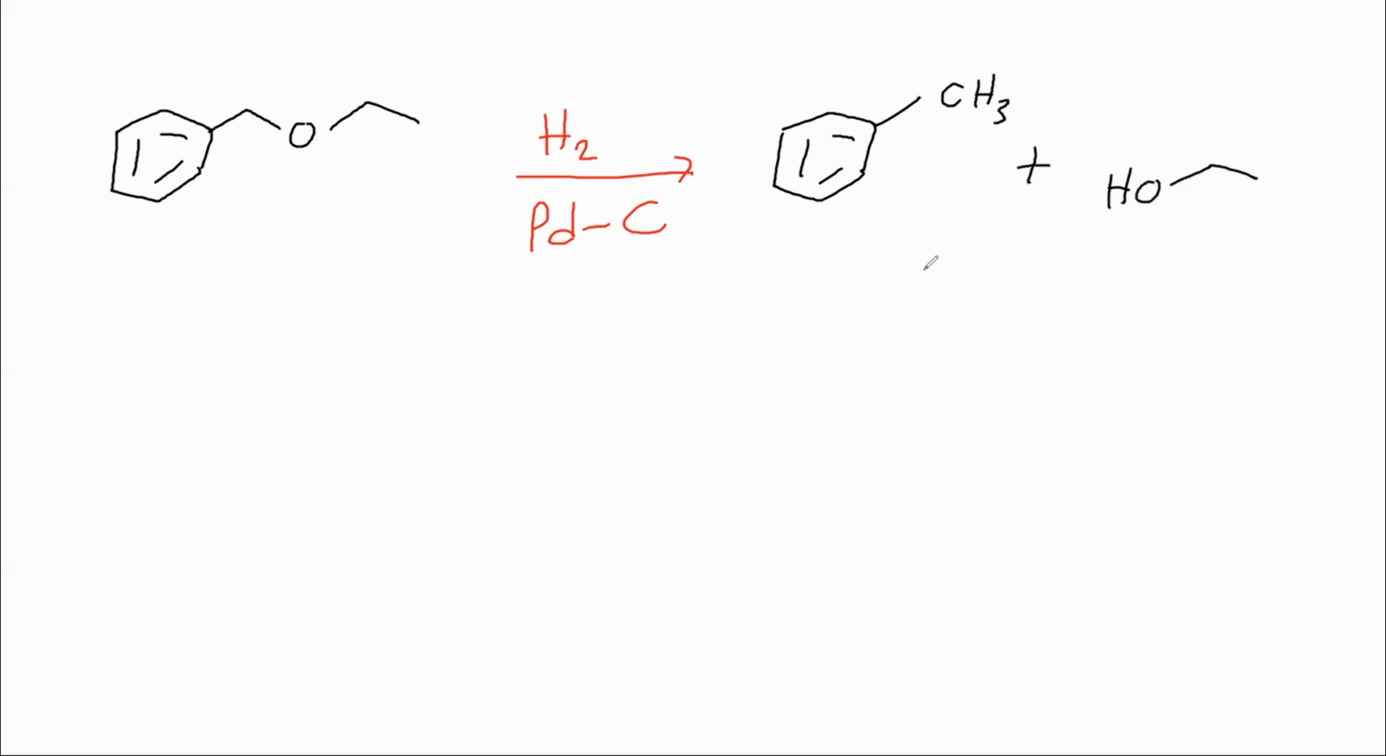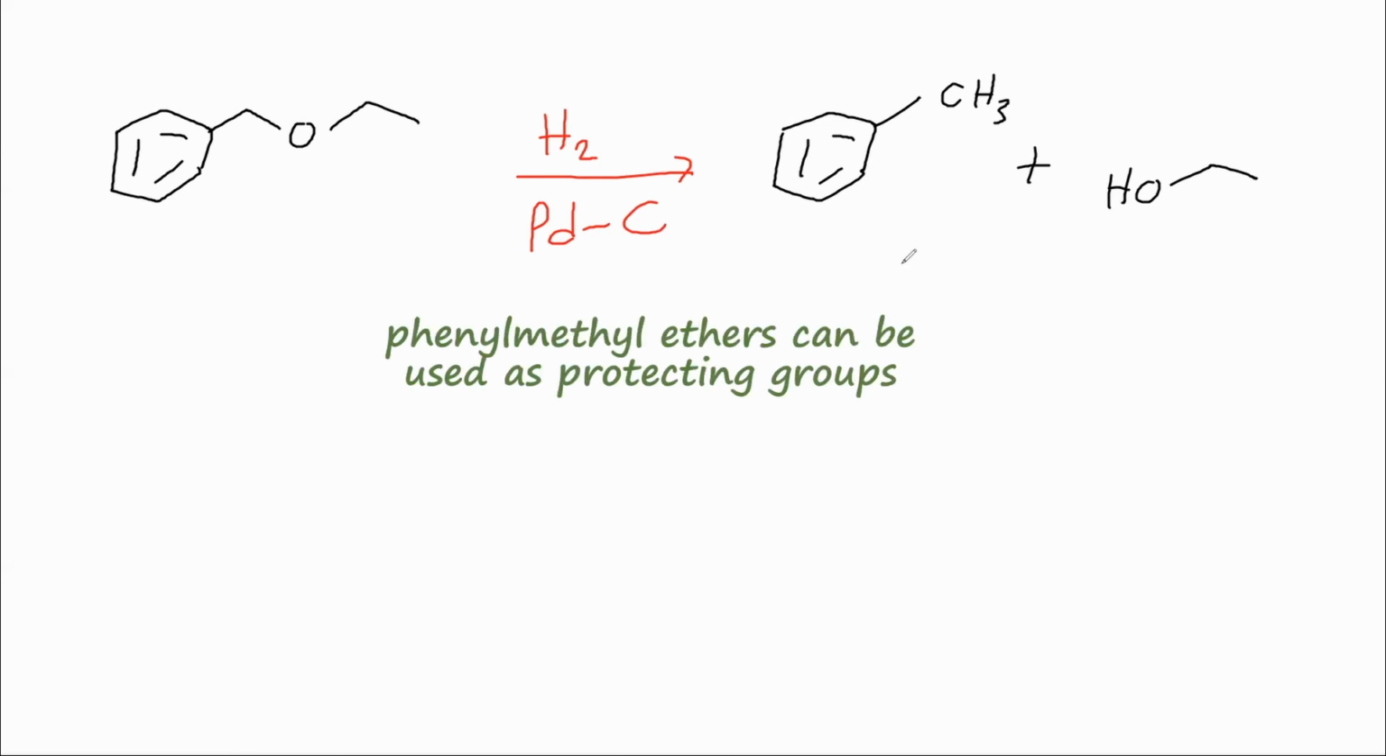And again, this is a super useful synthetic strategy because it allows us to use these phenylmethyl ethers as protecting groups in organic synthesis. So whereas normal ethers, for example between two alkyl groups, are not cleaved with these hydrogenolysis conditions, we can easily cleave this ether when it is on the benzylic position. So again, that makes this phenylmethyl ether a good protecting group that we can introduce to a compound and then remove later on in the synthesis.